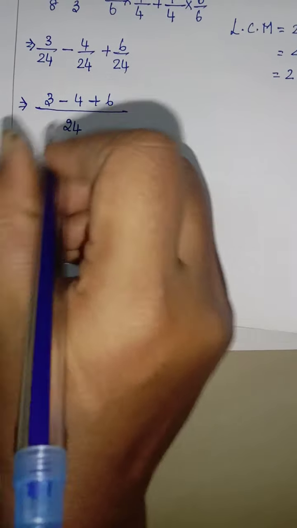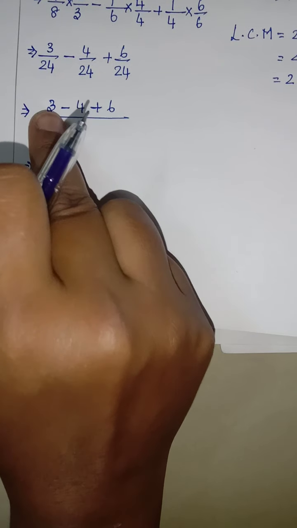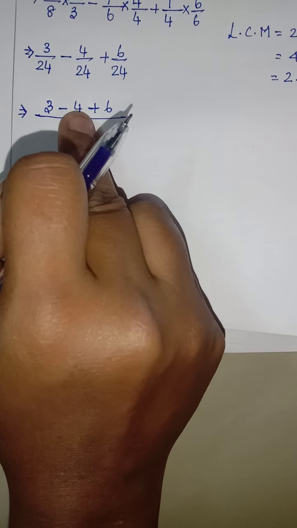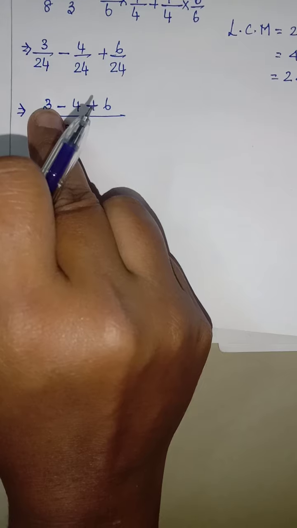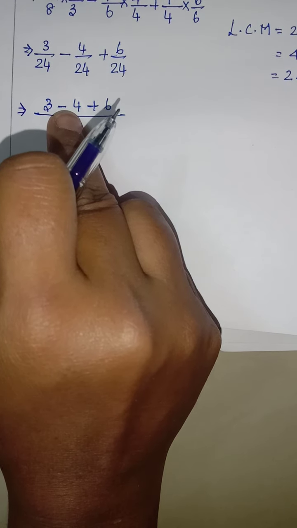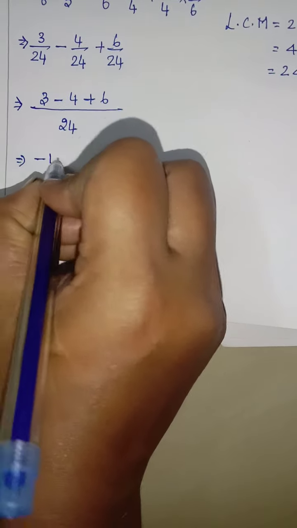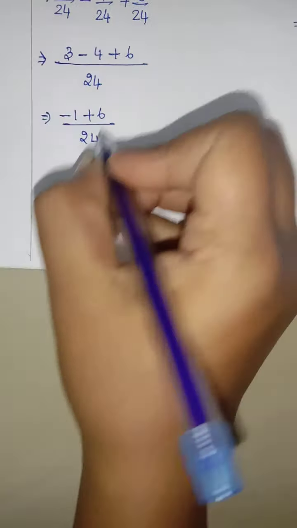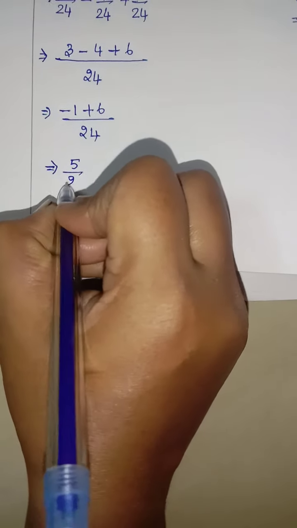Okay. So now 3 minus 4. So 3 is the smaller number and 4 is the bigger number. Plus and minus signs differ, so you have to subtract and put the greater number's sign. So here 3 minus 4 is 1. Since 4 is the greater number, you have to put minus 1 plus 6 by 24. So then what we have to do is 5 by 24.